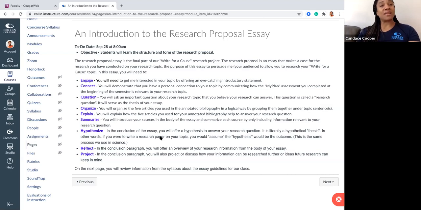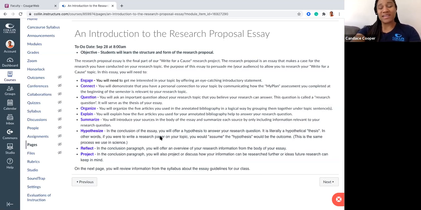So you're going to create for this essay a hypothesis. And a hypothesis in this essay is going to go in your conclusion paragraph, and that hypothesis is going to be an answer to your research question, what you believe the answer is going to be based upon the research that you've done so far. All right, so this hypothesis could turn into maybe the thesis statement of your analytical paper.